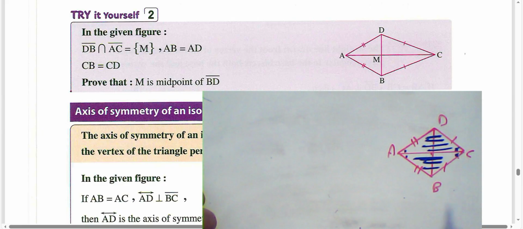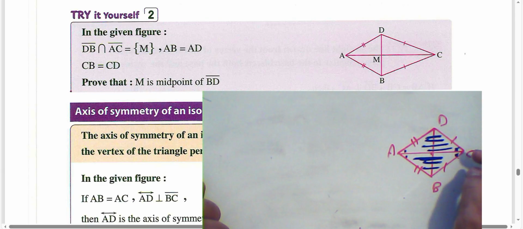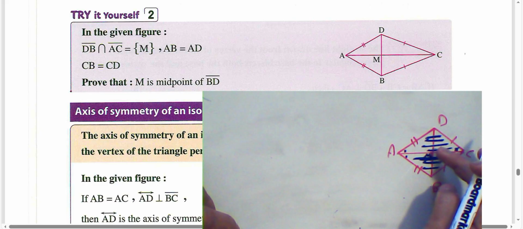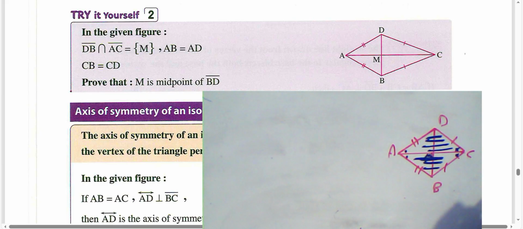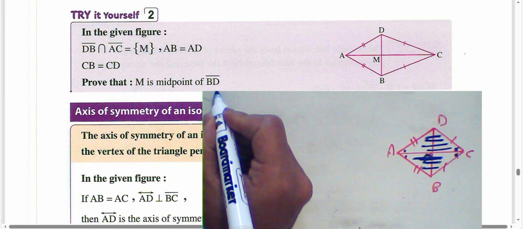Okay, and also we can prove that the two smaller triangles here are congruent, DCM and BCM. They are equivalent, so MB equals MD, then M is the midpoint of the line segment. Understood? Okay, listen to me about the properties.